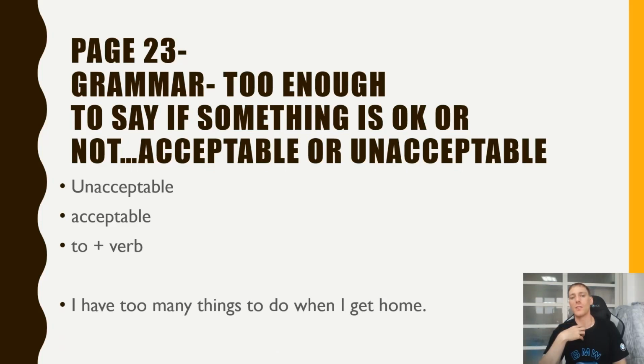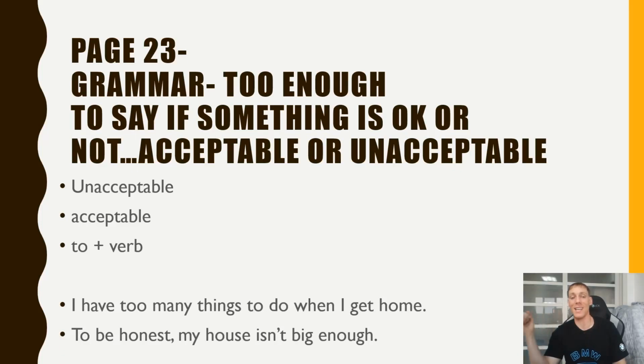I have too many things to do when I get home. To be honest, my house isn't big enough. So you can see, I have too many things to do when I get home. That's a negative meaning. I've got too much to do. Like too, it's game over. And to be honest, my house isn't big enough. Again, negative meaning, negative sentence.